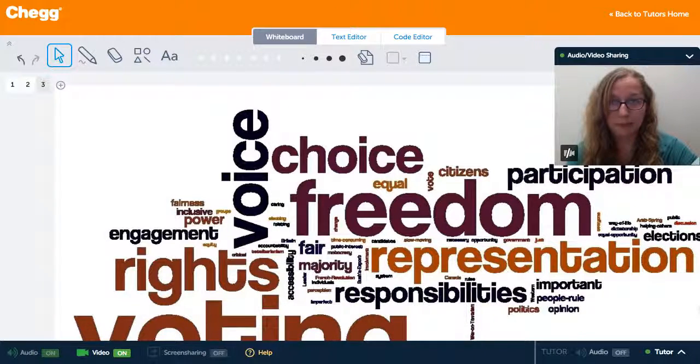So, to sum up, democracy is a political system in which the power comes from the people, and there are two types, direct and representative, and the beginnings of democracy can be seen in ancient Greece.